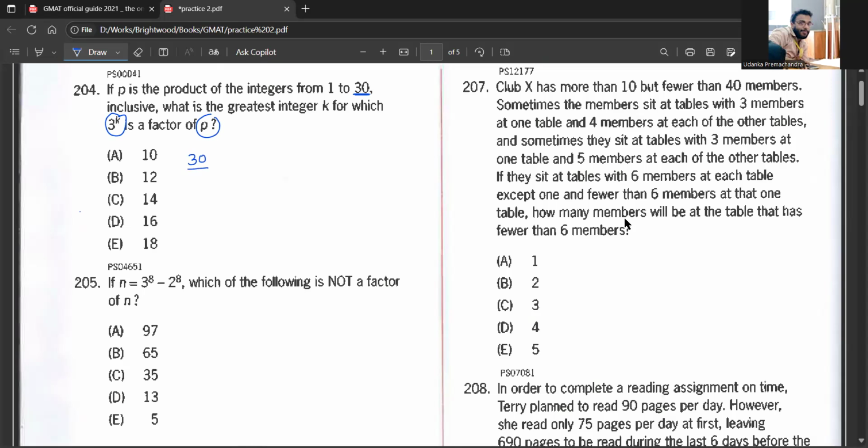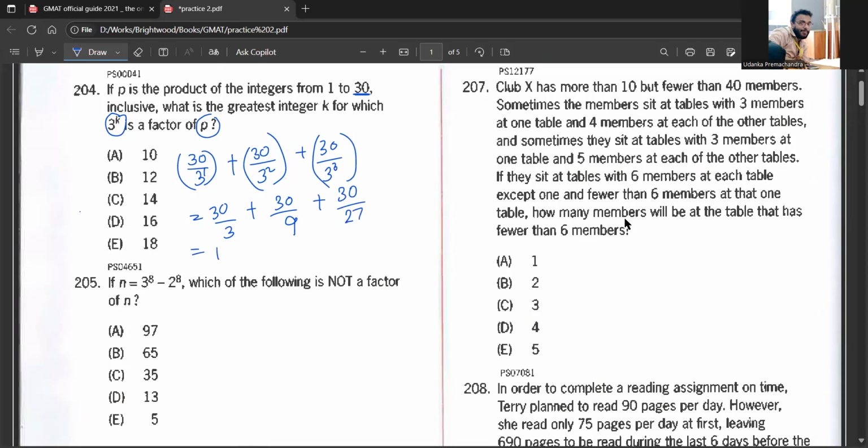Now, think with the powers of 3. You can take 30 divided by 3. Next, 30 divided by 3 to the power 2, then 30 divided by 3 to the power 3. Only that, there are not many. 3 to the power 1 is 3, 3 to the power 2 is 9, 3 to the power 3 is 27.